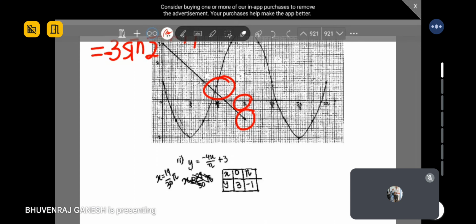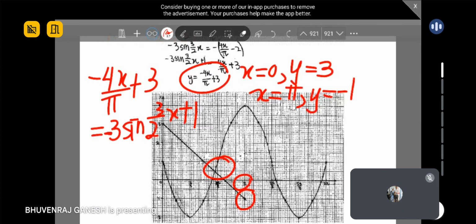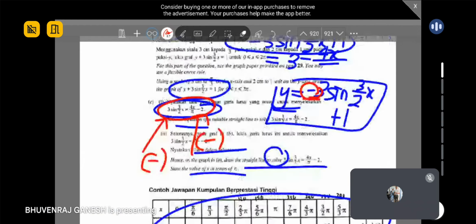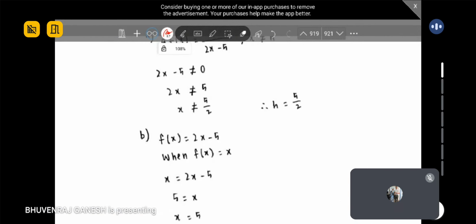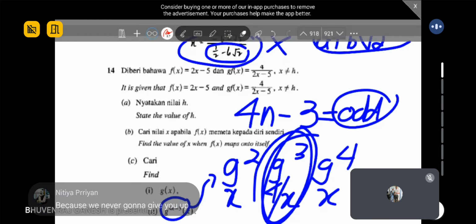10 p.m. Perfect. Fx maps onto itself means fx equal to x. Yes. Guys, when they say maps onto itself, memetakan kepada diri sendiri maksudnya fx sama dengan x. Okay, remember this, guys. This one over here. Okay, when they ask you this one, value of x when fx maps onto itself.